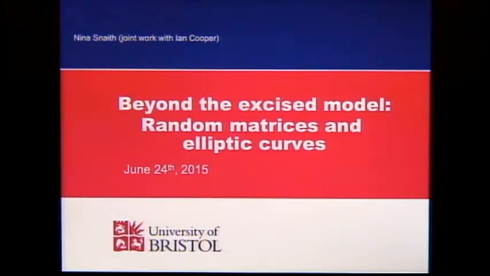So we've heard about some connections between random matrix theory and number theory, and I want to talk about a particular application to elliptic curves. The new result that we'll get to right at the end is the work of Ian Cooper, who's my graduate student, who's sitting right here. I'm sure some of you have met him.